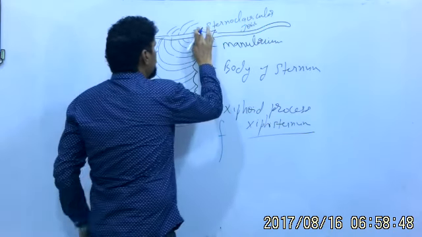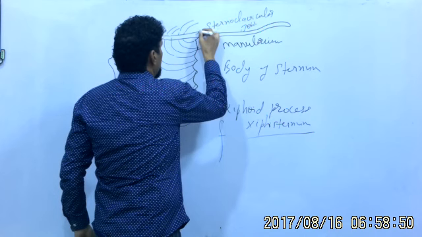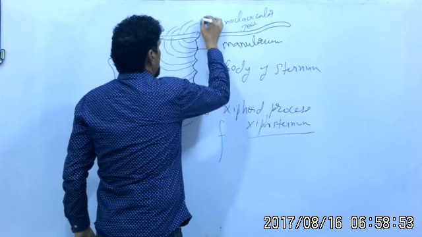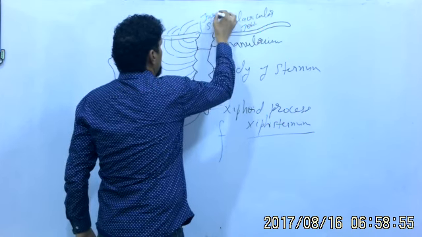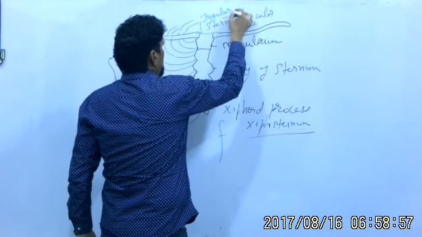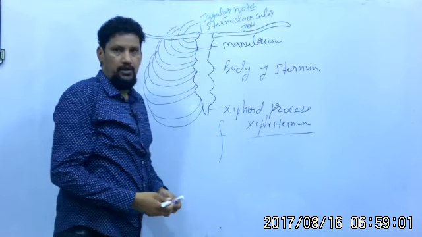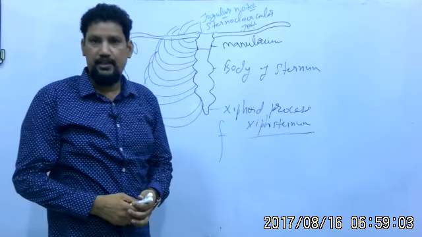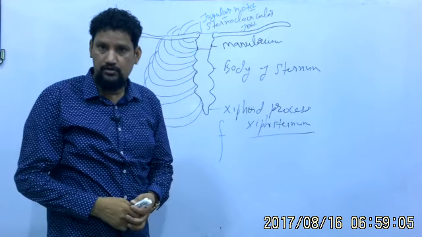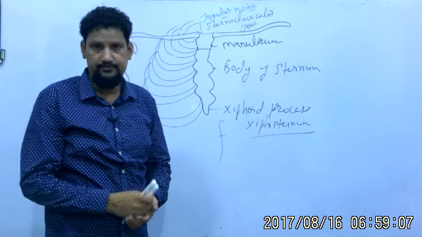So this is the jugular notch, also known as interclavicular or suprasternal notch.